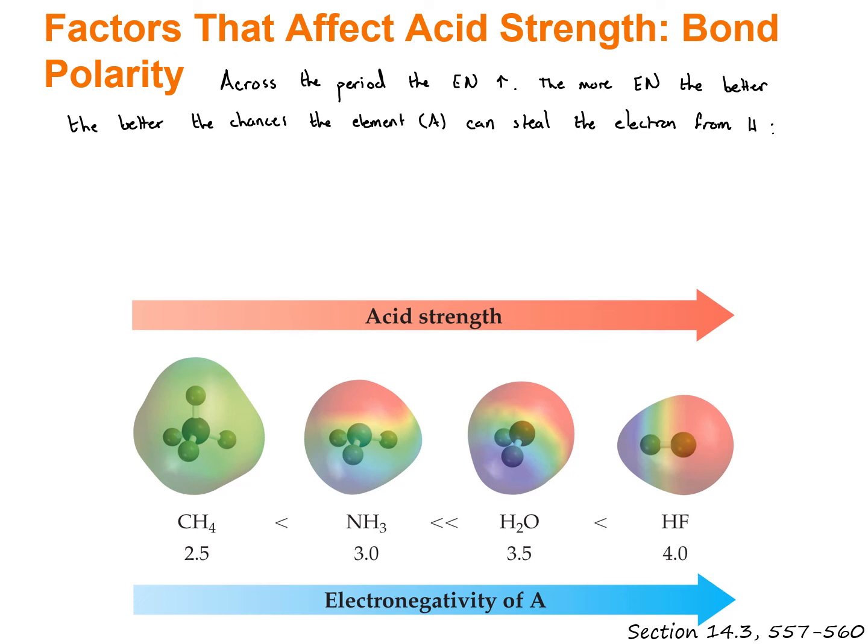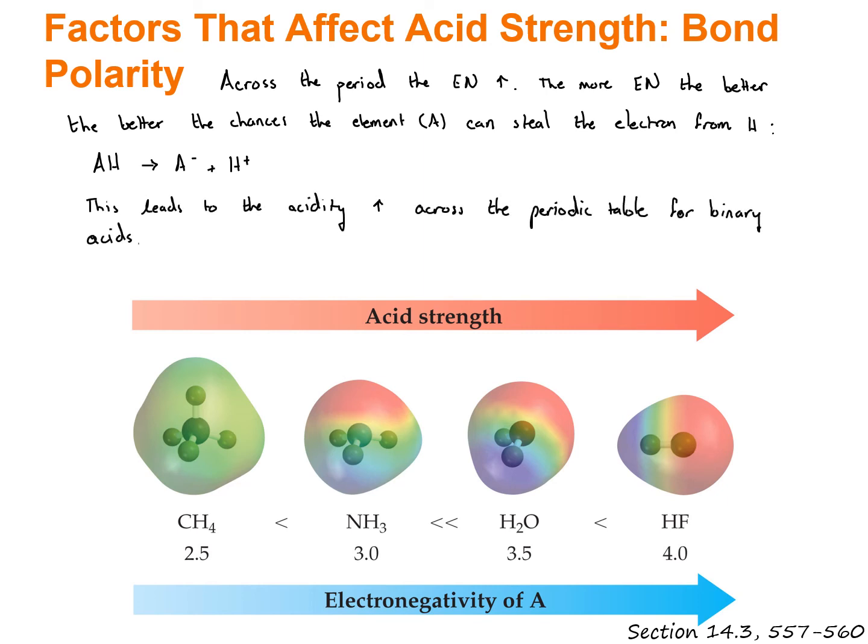Because it is more polar than the rest of those bonds shown, we expect that that is going to become a more acidic species than the others shown, like CH4, which isn't very polar at all. And so we expect for binary acids the acidity to increase across the periodic table from left to right.